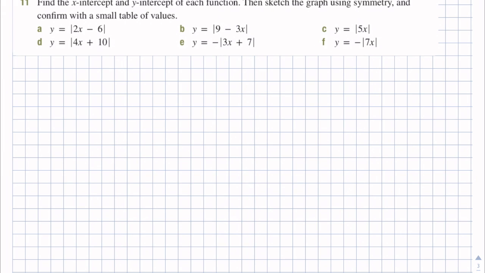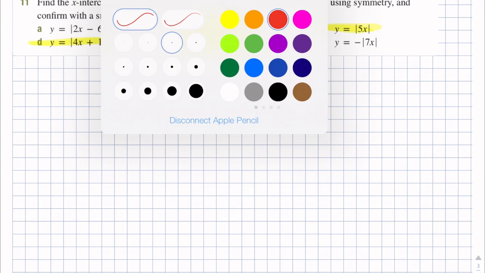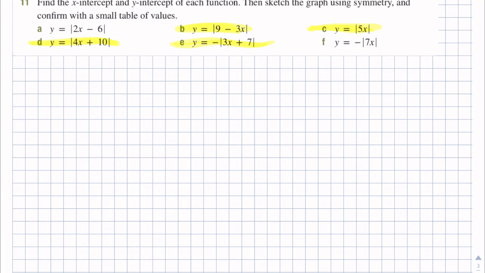Okay, so let's have a look at question 11. I've asked you to do A, E, F, so I'm going to do B, C, and D. Actually, I don't want to leave you alone with E, so I'll do E as well. So let's have a look at 11B.